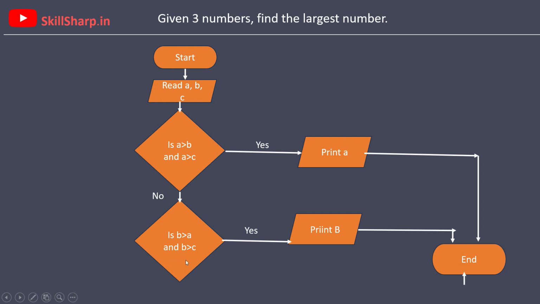Then if this is also not true and this condition is also false, then only one choice is remaining and that is C. In that scenario, C is the biggest number, right? So it will print C and it will close the program. So that is how flowcharts work and how we think programmatically in different programs. We will mostly use this kind of flowchart in our future tutorials as well.